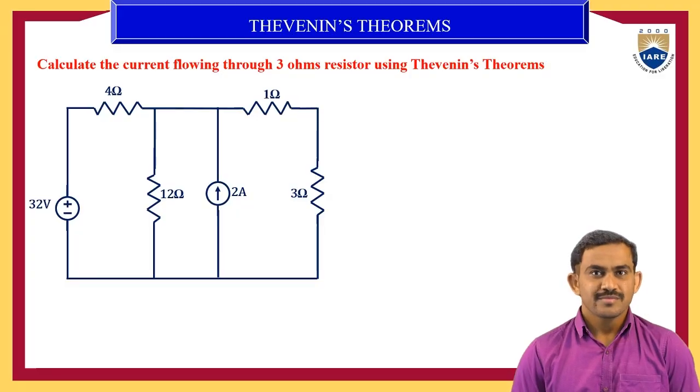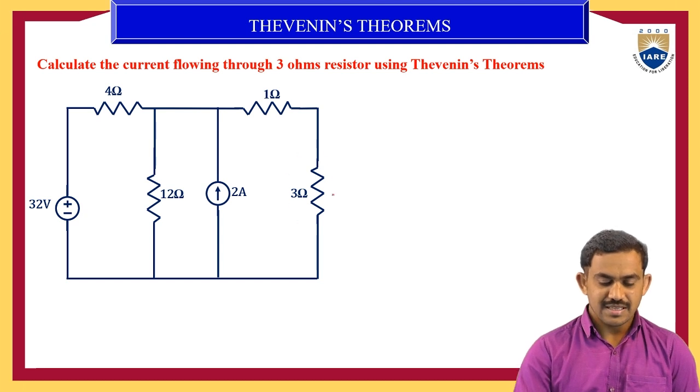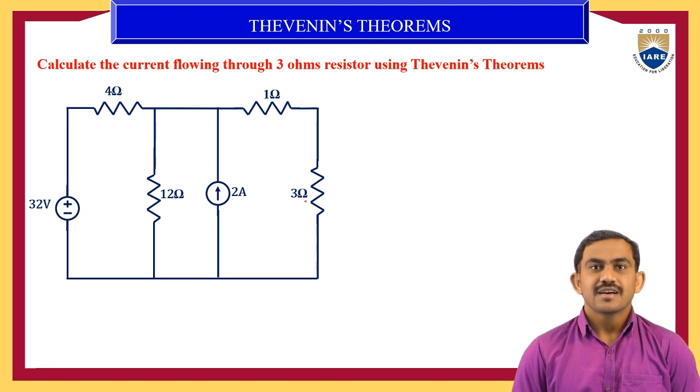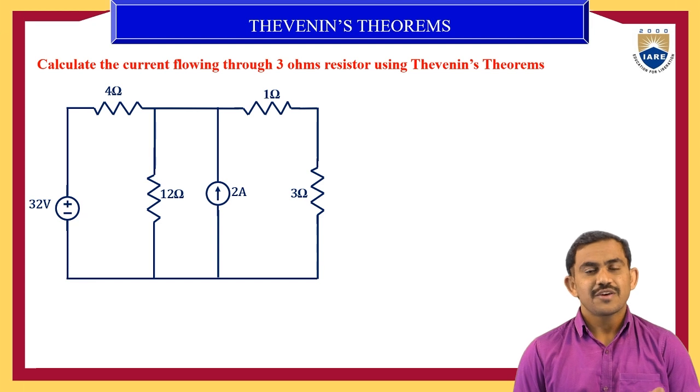In this video, I want to give one more problem on Thevenin's theorem. Here I have one problem. In this problem, using Thevenin's theorem, I need to find out the 3 ohm resistor current. So at last, at the 3 ohms, I need to find out the current using Thevenin's theorem.